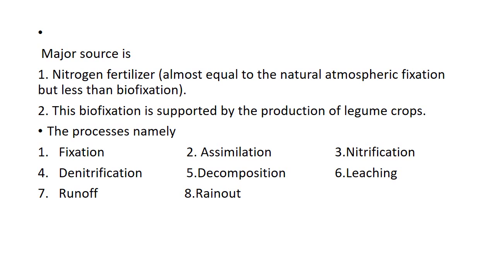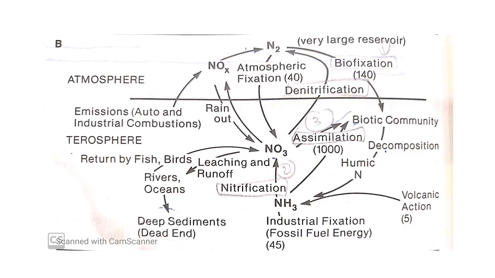and it becomes a part of the biotic communities. There are different processes which occur within a nitrogen cycle. One is fixation, number two assimilation, nitrification, denitrification, decomposition, leaching, runoff, and rain out. These processes have been mentioned in the next slide, and you can see how all these processes occur within a nitrogen cycle.